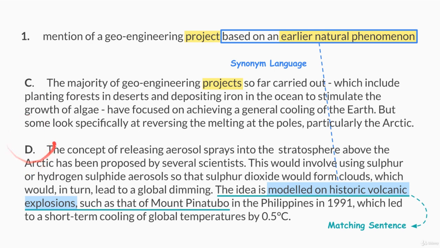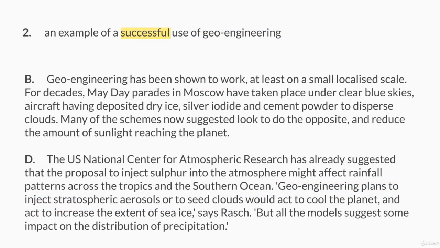So the correct answer choice is going to be D, because in paragraph D, we have a mention of a geoengineering project that is based on an earlier natural phenomenon. Okay? Be very attentive to the synonym language that is being used. It is going to be very relevant, and this is where it's either going to make or break your score. You have to be able to recognize this synonym language and also comprehend the synonym language. Let us go ahead and answer our final question.